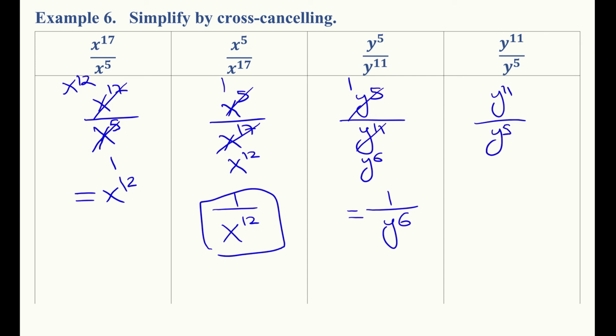Now, on the next one, the remaining power is going to be on the top. So we have y to the 6 and 1. Alright, so the final answer is y to the 6.